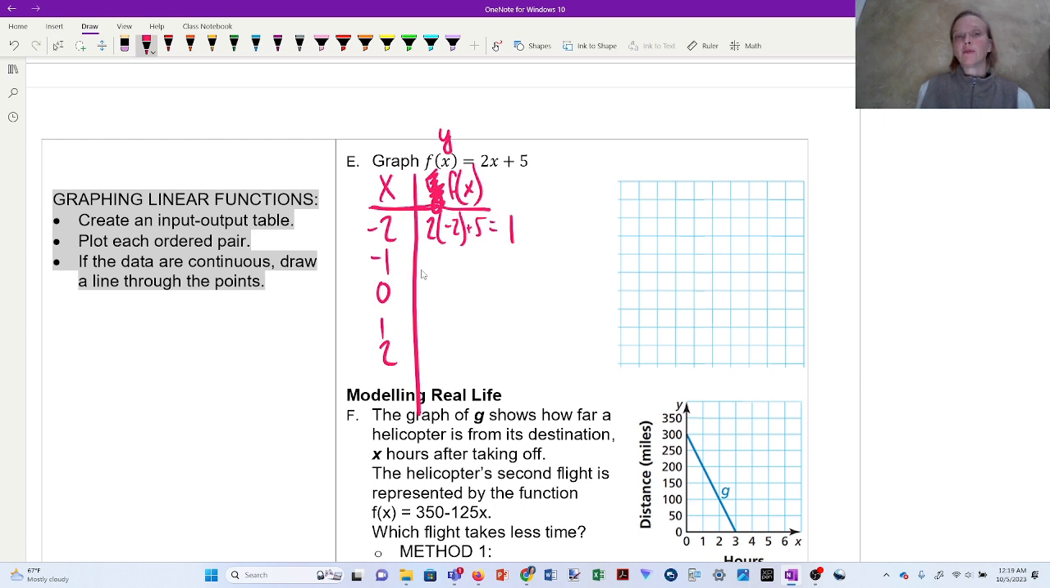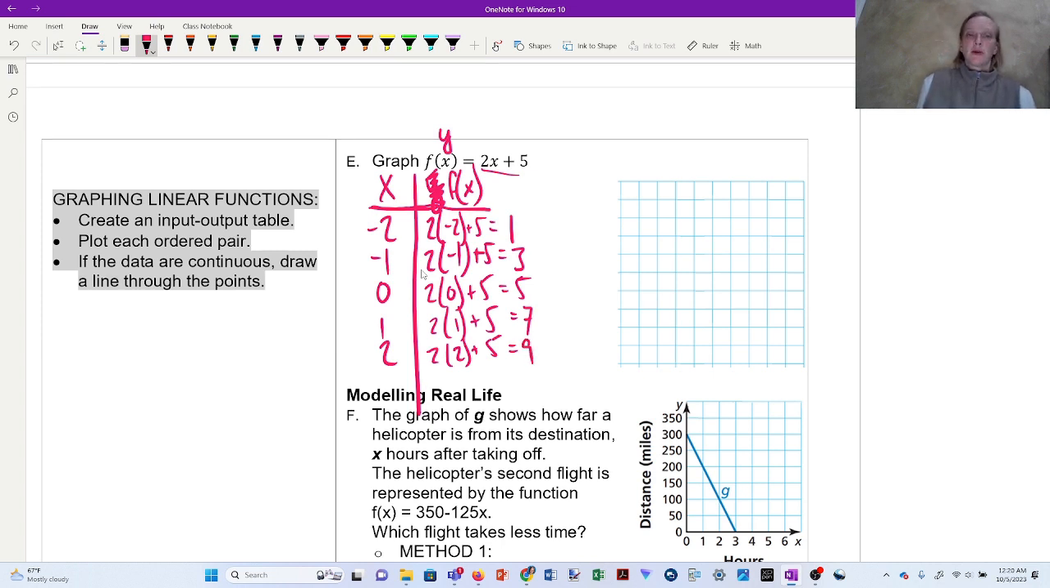Let's do x equals -1. If I plug -1 into my equation, I have 2 times -1 plus 5. Now, 2 times -1 is -2, plus 5 is 3. So now I have a value of f of x for when x is -1. Plugging in 0: 2 times 0 is 0, plus 5 is 5. Plugging in the number 1: 2 times 1 is 2, plus 5 is 7. And then plugging in the value 2: 2 times 2 is 4, plus the 5 is 9.